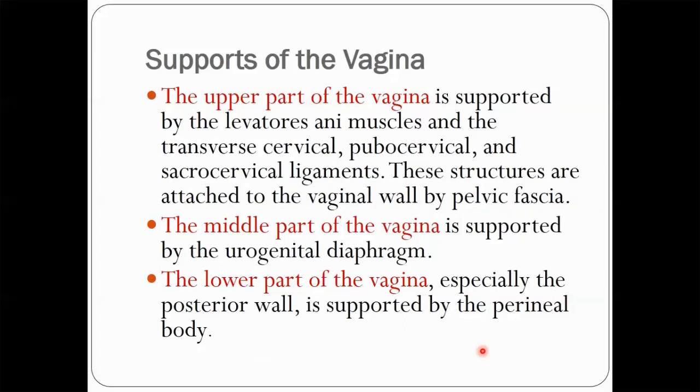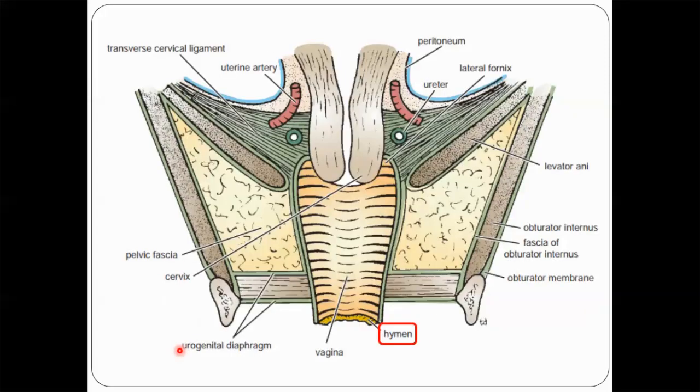Supports of the vagina, the upper part is supported by the levator ani muscles and the 3 ligaments supporting the uterus. The middle part is supported by the urogenital diaphragm, and the lower part is supported by the perineal body.